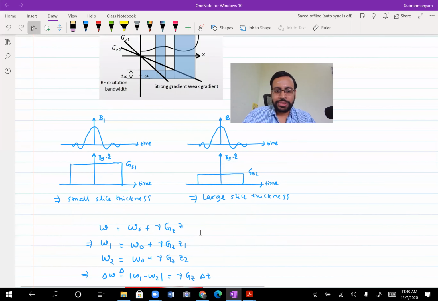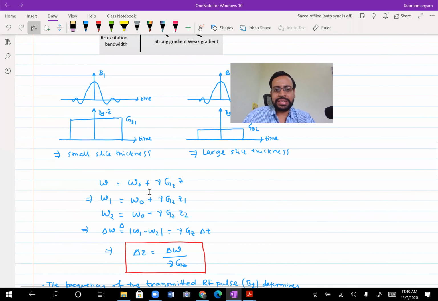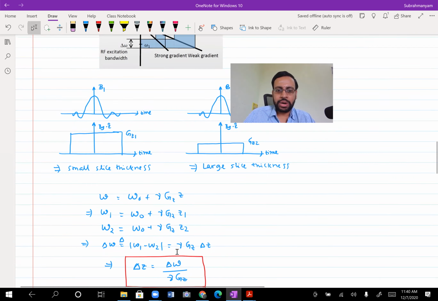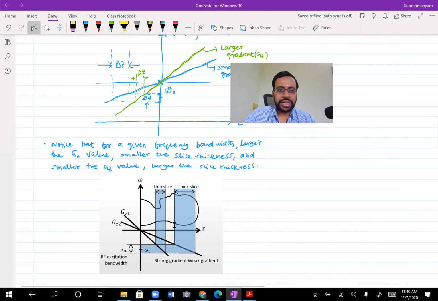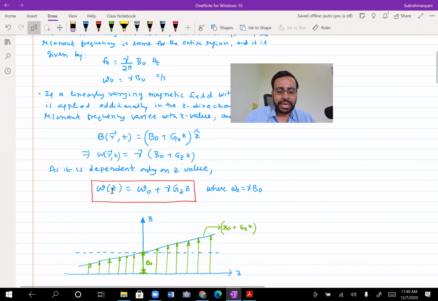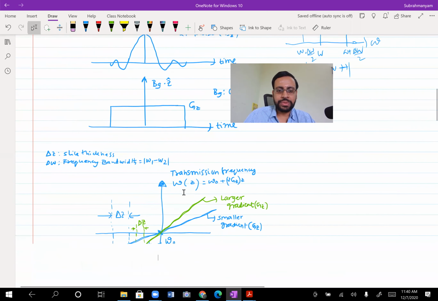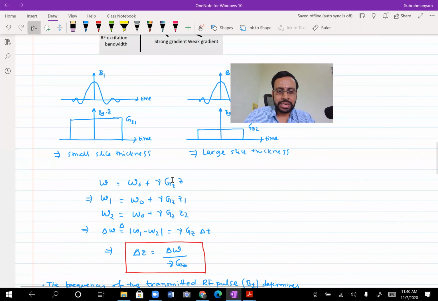Okay, good. Here is a more rigorous way of looking at the relation between the slice thickness and the frequency bandwidth. How could I look at that? For example, we already know this relation, right? We have already done it. Omega is equal to omega naught plus gamma times Gz times z. Correct? That's where I'm starting from.